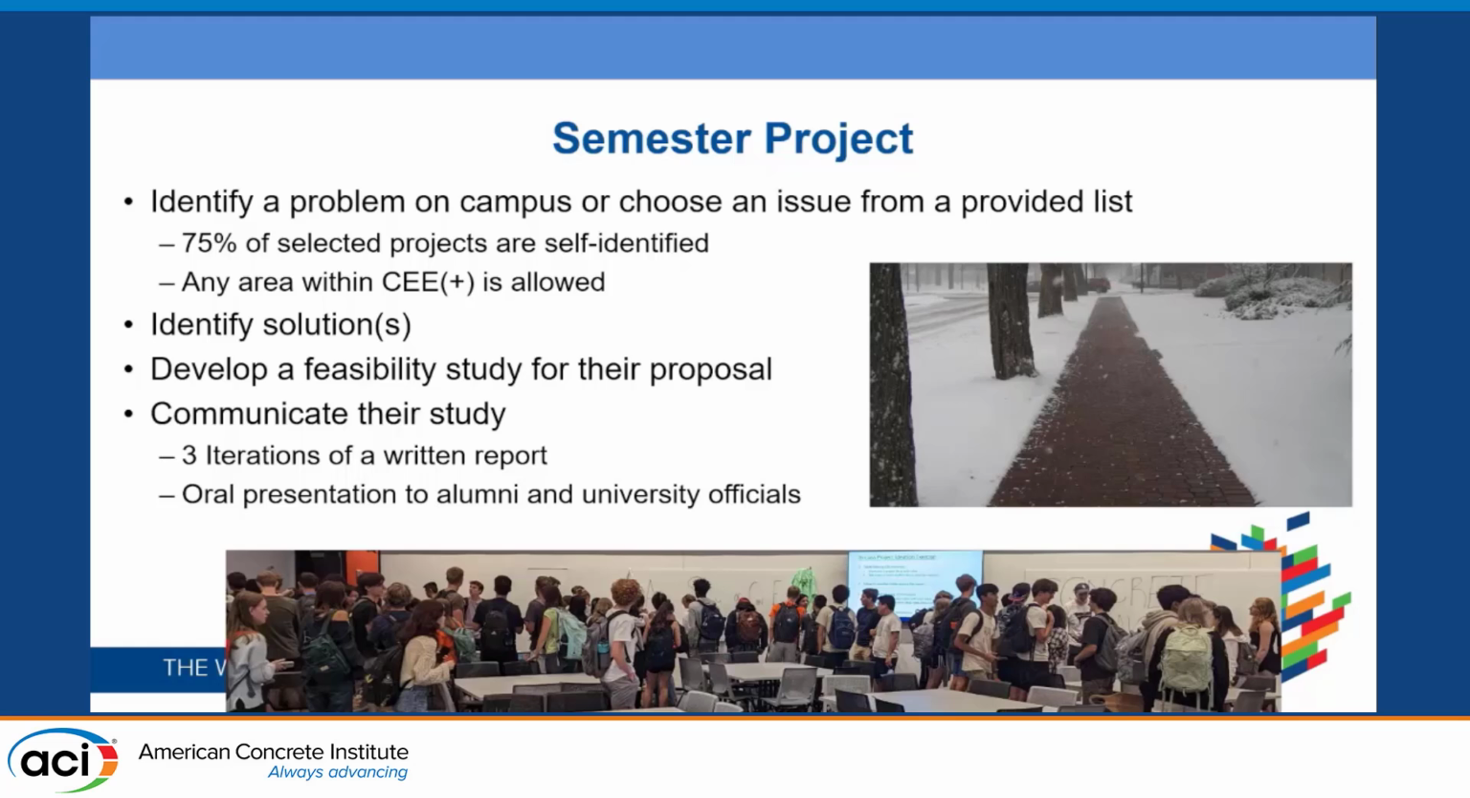And we really do allow anything, I say, in the civil and environmental engineering domain, plus. So what does that mean? We also let them get into energy, and things that are a little bit peripherally related. When they have identified a problem, then they have to propose a solution, and then they develop a feasibility study around that solution. Finally, they have to communicate their study, and that's where all the writing comes in.